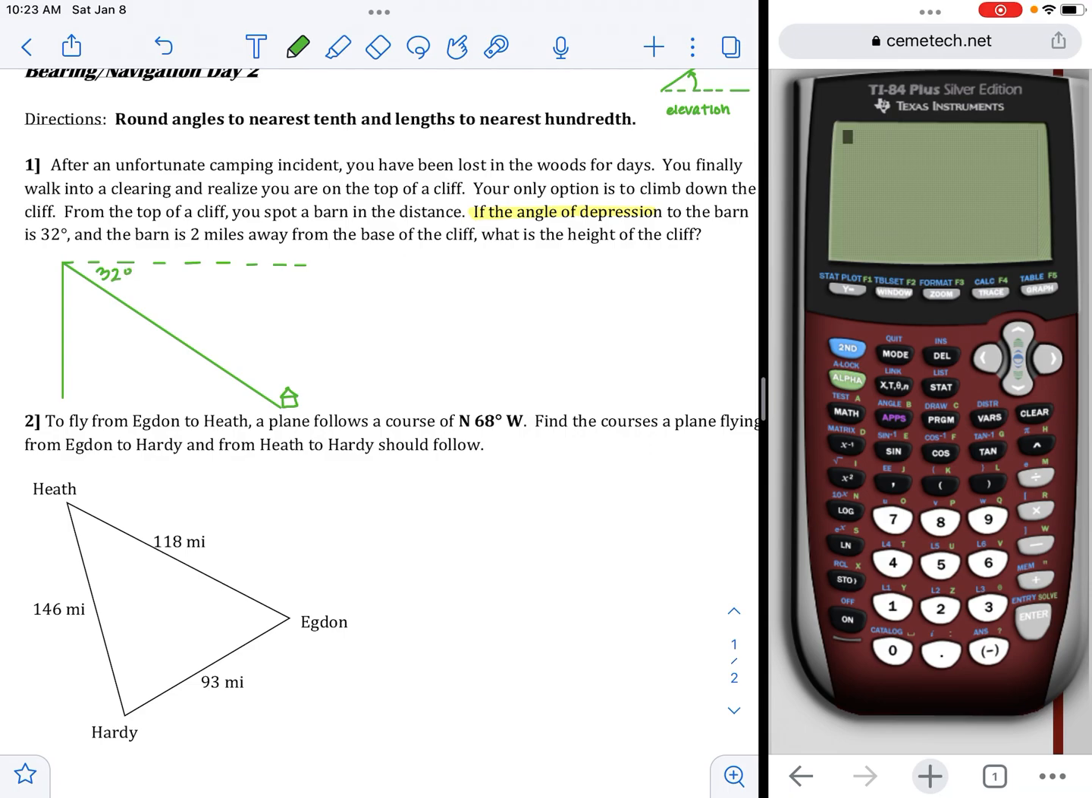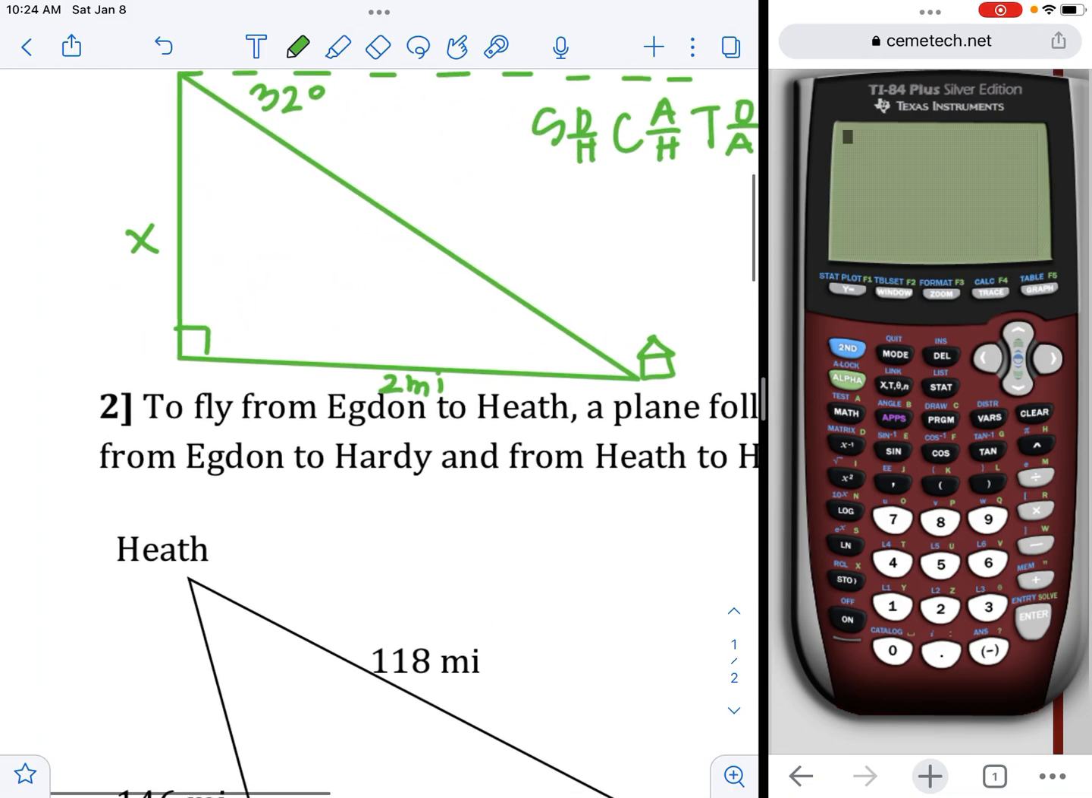So if the angle of depression to the barn is 32 degrees, and the barn is 2 miles from the base of the cliff, what's the height of the cliff? So if the barn is 2 miles from the base of the cliff, I know this distance right here is 2 miles. Notice I just made a right triangle, and the question is, what is the height of the cliff? So that's X right here. Since this is a right triangle, we can use SOHCAHTOA. We just have to figure out which trig function we're using.